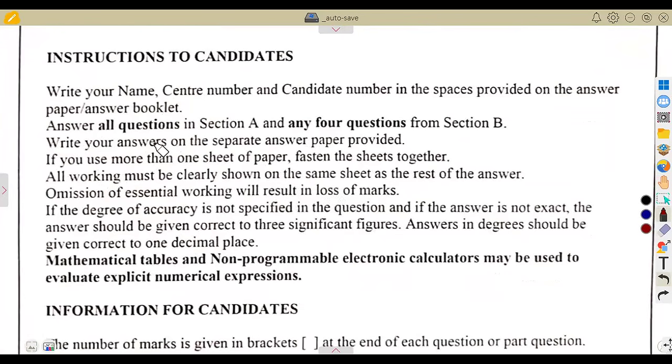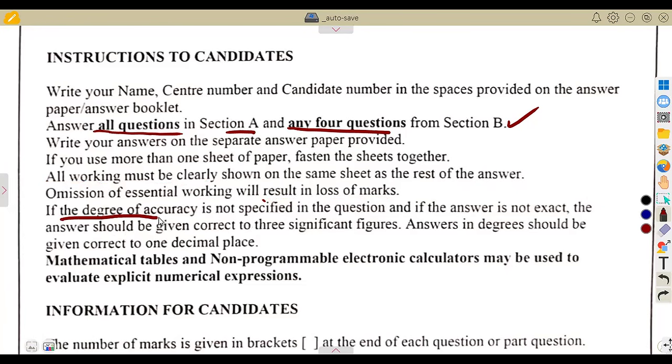In this case, you're supposed to answer all the questions in section A and any from section B, and mostly about the working, you're supposed to show the working clearly, and also omission of essential working will result in loss of marks. So this is paper 2. What is important is the working that you're going to present. Make sure that everything is presented. That is important. All the steps are presented.